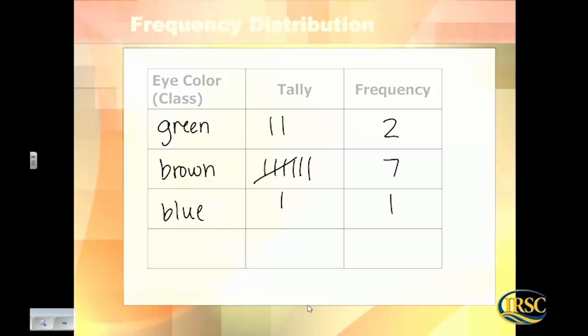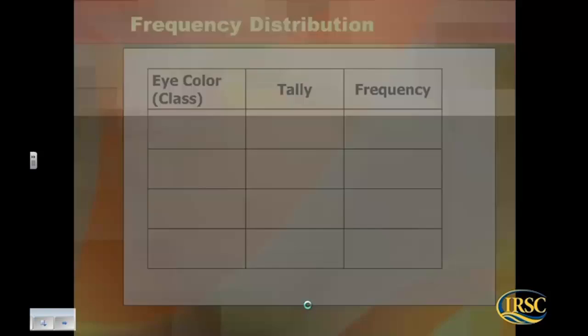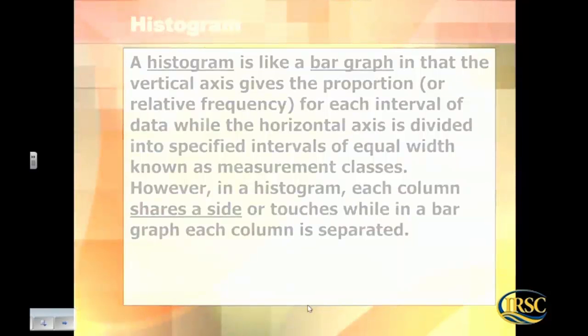Okay, once you have a frequency distribution, you can also create visuals of your information. The next one would be a histogram. A histogram is sort of like a bar graph. You guys have seen bar graphs in your homework assignments before. But in a histogram, all of the bars are squeezed together. They're all touching. That's the difference between a bar graph and a histogram.